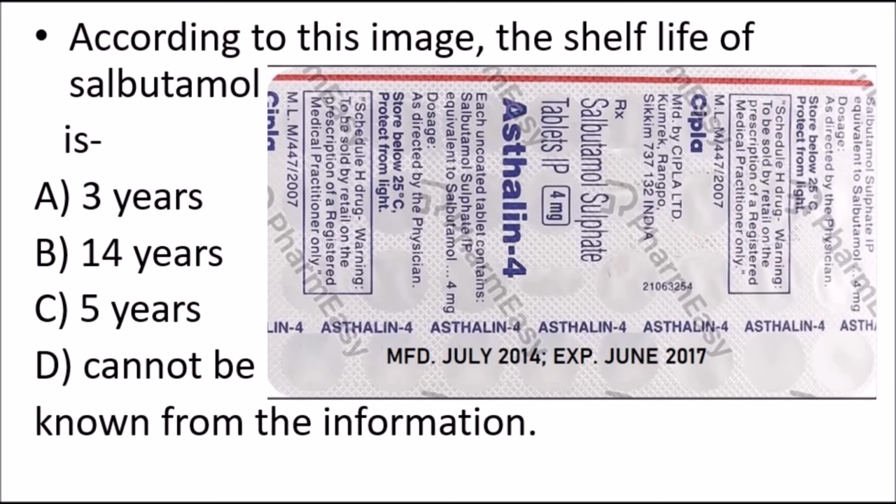Now the next question based on the same image is, according to this image, the shelf life of salbutamol is: option A, 3 years; option B, 14 years; option C, 5 years; and option D, cannot be known from the information.